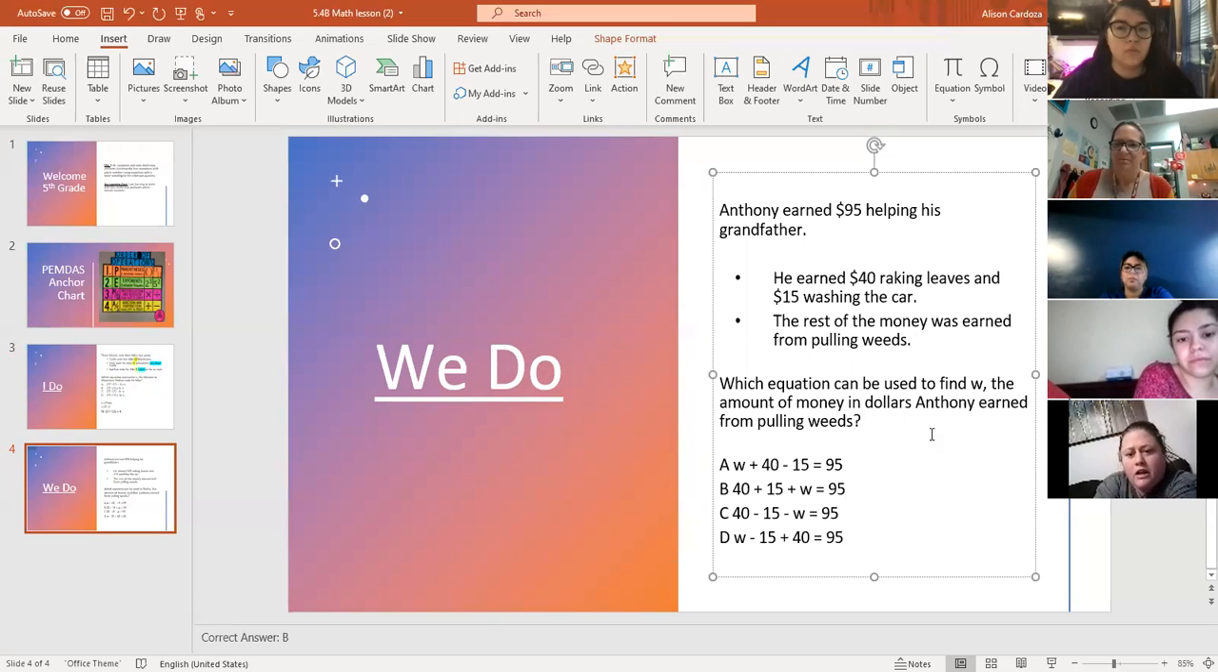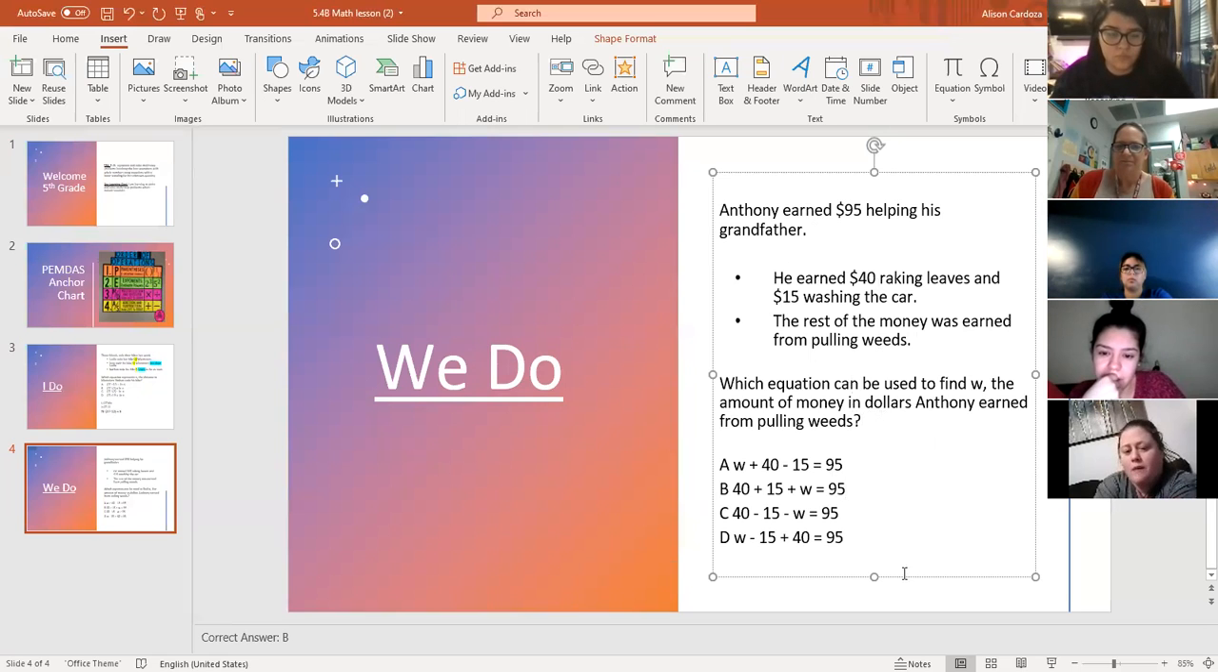Okay. Anthony earned $95 helping his grandfather. He earned $40 raking leaves and $15 washing the car. The rest of the money was earned from pulling weeds. Which equation can be used to find W, the amount of money in dollars Anthony earned from pulling weeds?